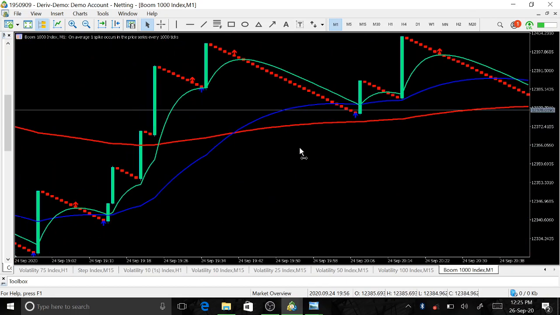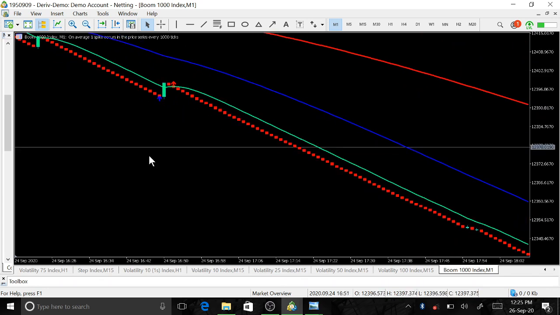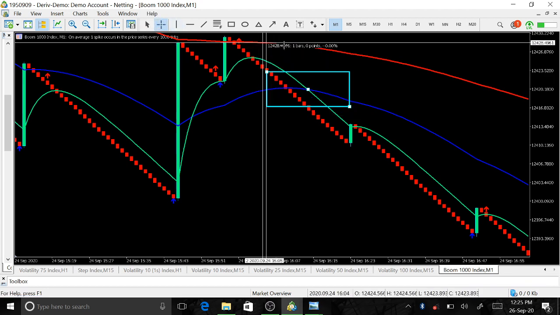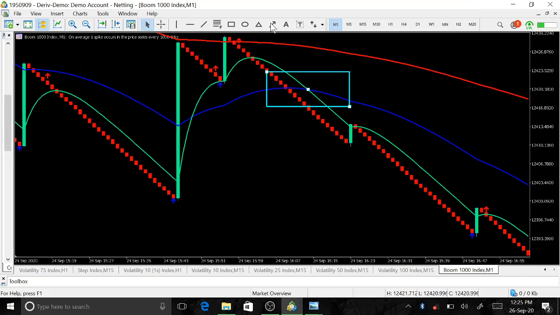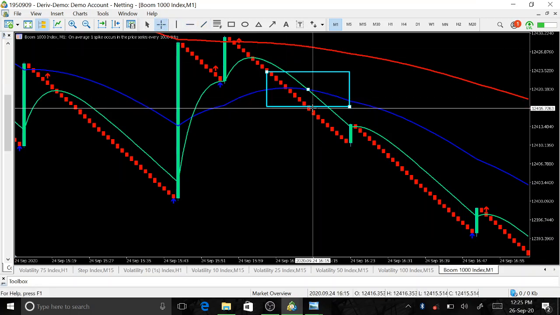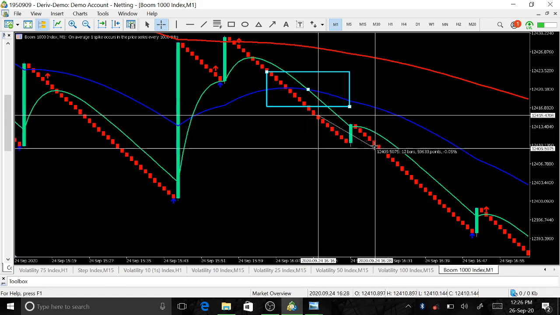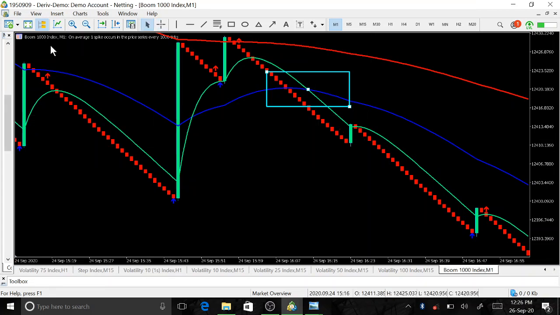Alright, so let us look for more opportunities. Let's see. Alright, this is another opportunity here. As you can see, the market crossed over here, and also it is below the moving average because this is Boom 1000. The market crossed over below the moving average, so our entry will be somewhere here. Then you can take 7 to 10 candles. So we're going out probably somewhere here. So, this is how the strategy works.